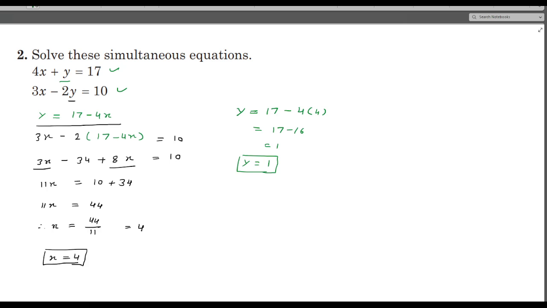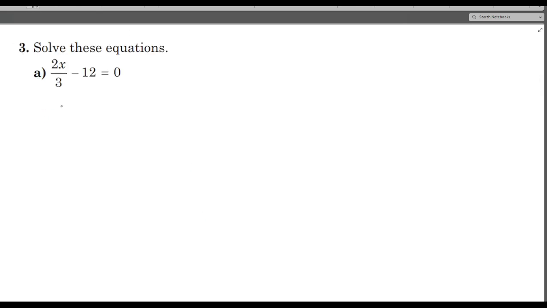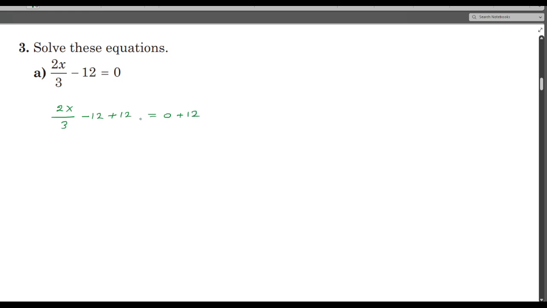Now question number 3. Question number 3 is again based on linear equation in one variable. So here again you have to find out the value of x. Okay, so here 2x divided by 3 minus 12 is 0. What you can do, you can add 12 on both the sides. So first step is we are going to add 12 on both the sides.